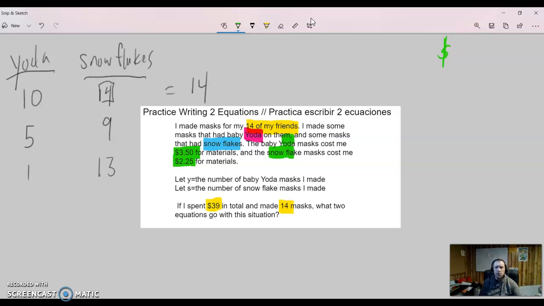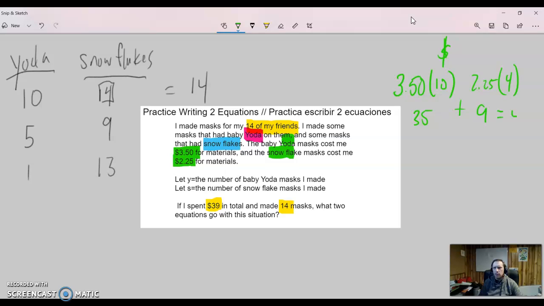Well, if I have 10 Yoda masks, I know that each of those Yoda masks costs $3.50. So $3.50 times 10 Yoda masks, that's $35. And then the snowflake masks, if I had 4 of them, that's times $2.25. I'm writing them like this because I like to put the money first, and you'll see. So 4 times $2.25, 4 quarters is $1. 4 times 2 is 8, so that's a total of $9. And the total there, 35 and 9, equals 44.